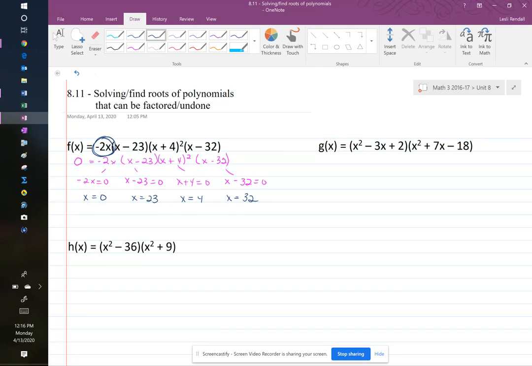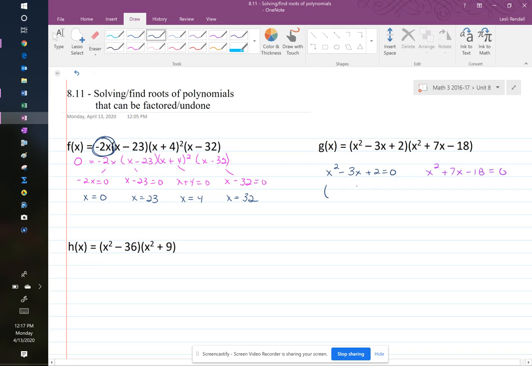What are we going to do then? Basically, we want to then set each factor equal to 0, or each, in this case, trinomial equal to 0, and then we're going to solve that. So some of you may naturally want to run to quadratic formula, but I would hope that at this point you would look at these and see that they're factorable, and that'll save you a lot of time.